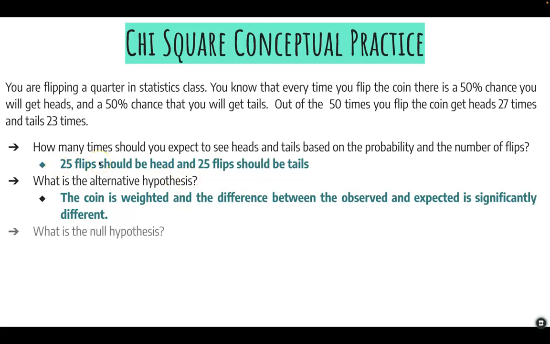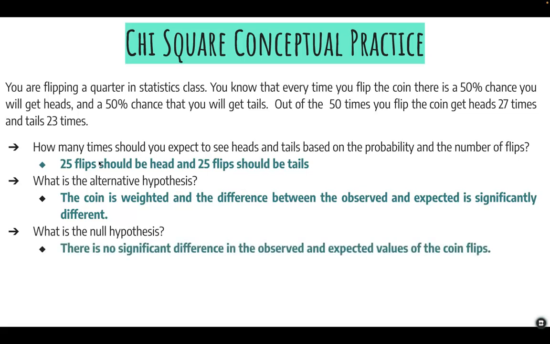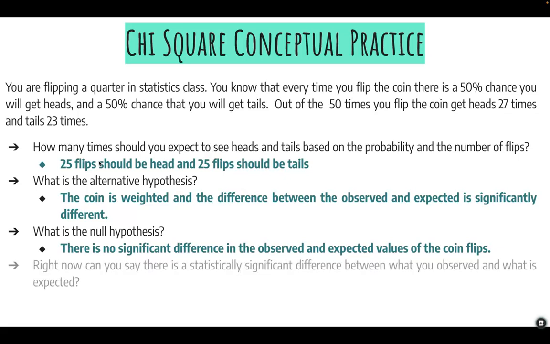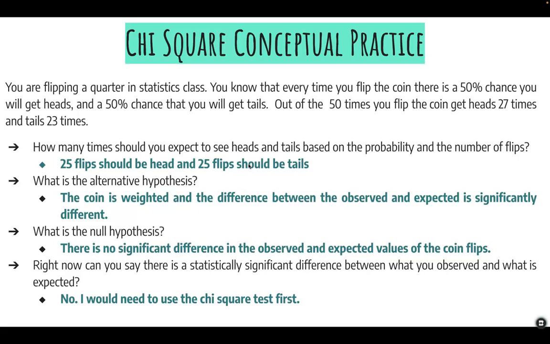your results. And your null hypothesis would mean that you are not seeing a statistical significance between your observed and expected. So the data you collected is consistent with what you expect to see in the real world. And so right now, can you say that there's a statistical significance? I mean, you do see that there's 23 tails instead of 25, and you do see that there's 27 heads instead of 25. But because you haven't done any statistics, you cannot say that there is a statistical significance.